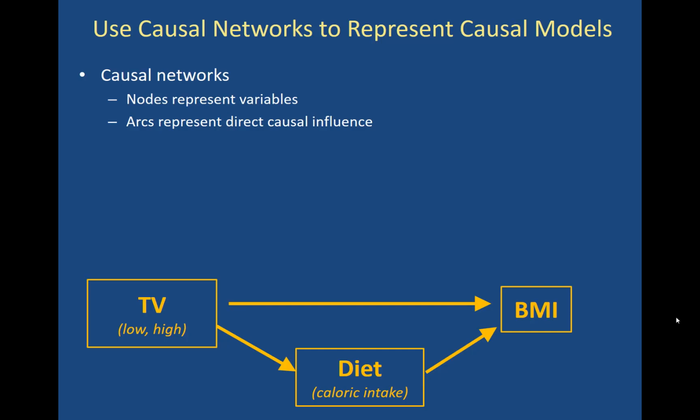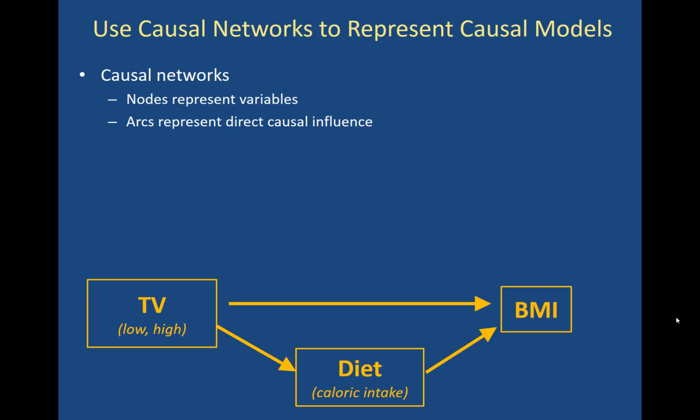So in this case, TV has a direct influence on body mass index relative to diet, and it has a direct influence on diet relative to BMI. Diet has a direct influence on BMI relative to TV, and that's the only set of variables we're actually considering, so this specifies our best guess about what the causal relationships are.